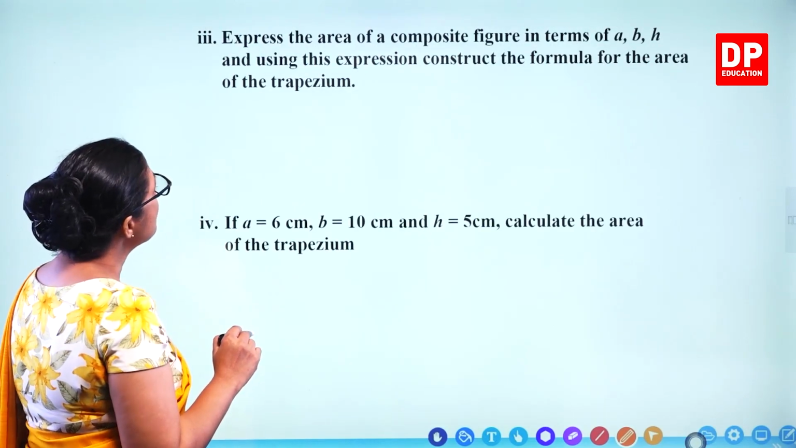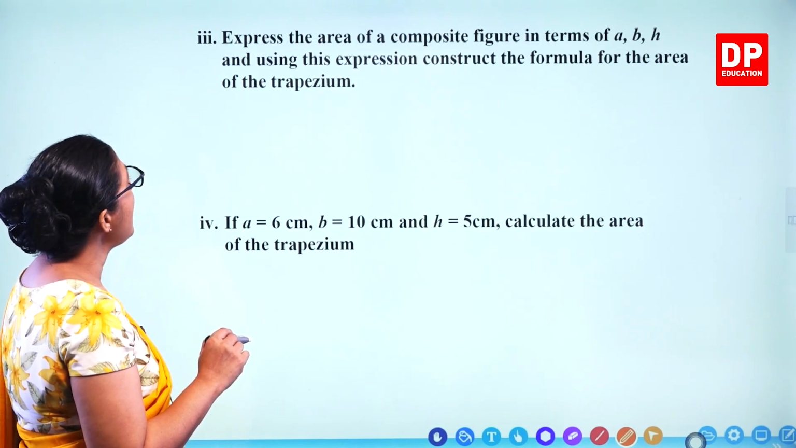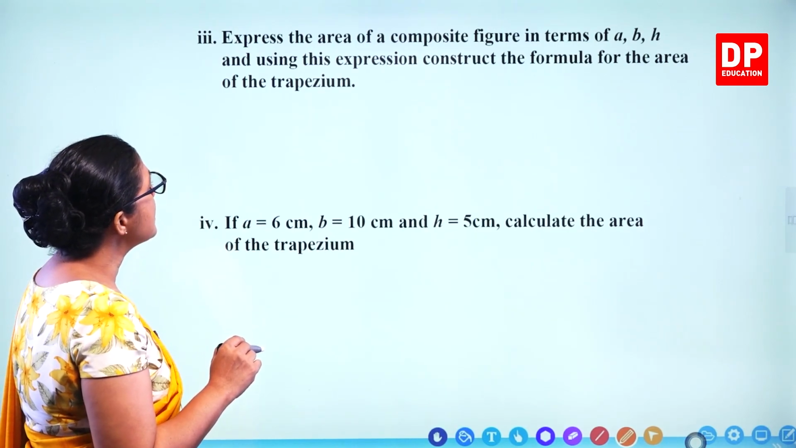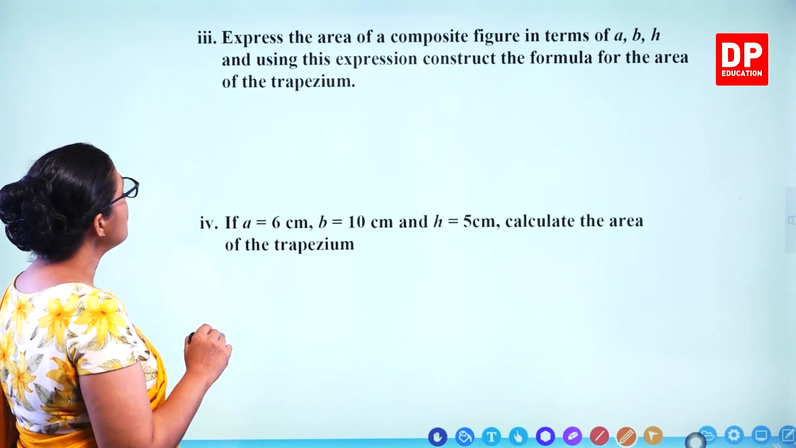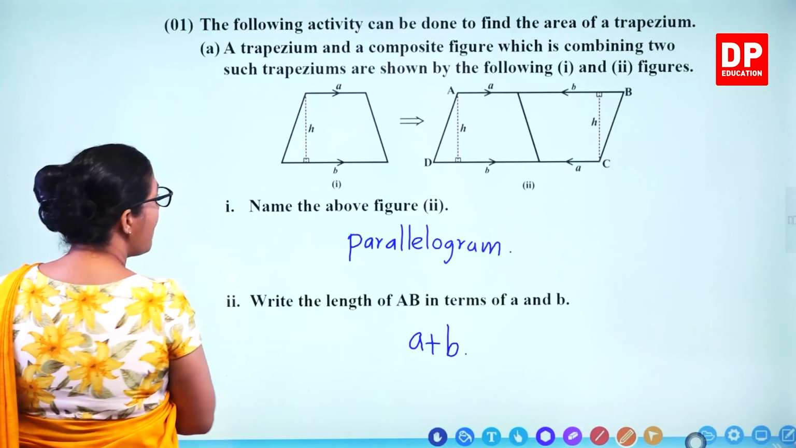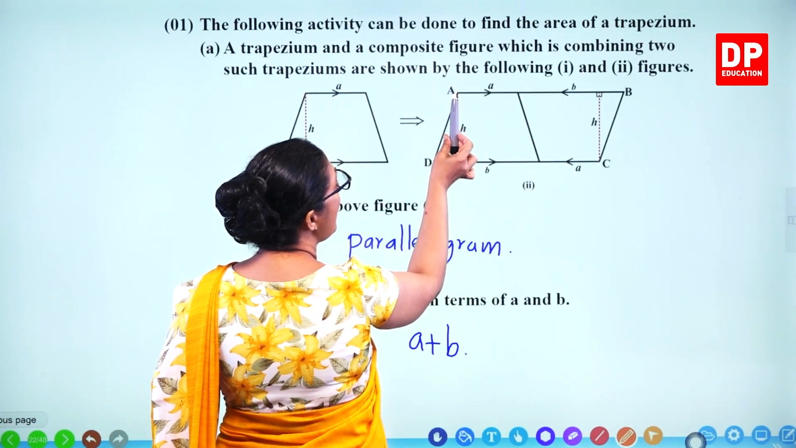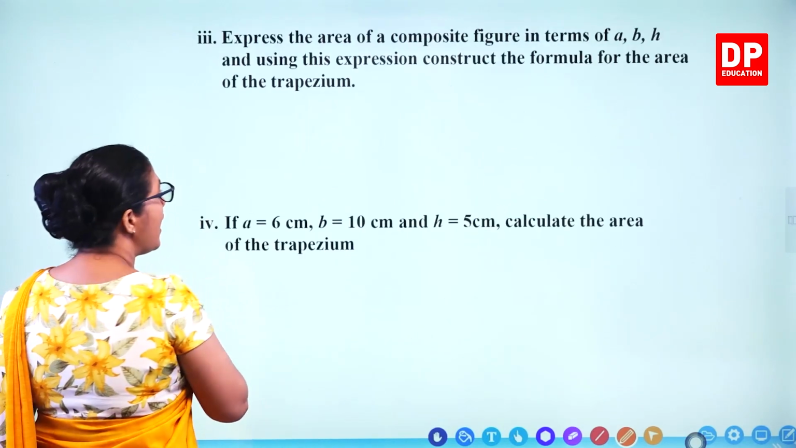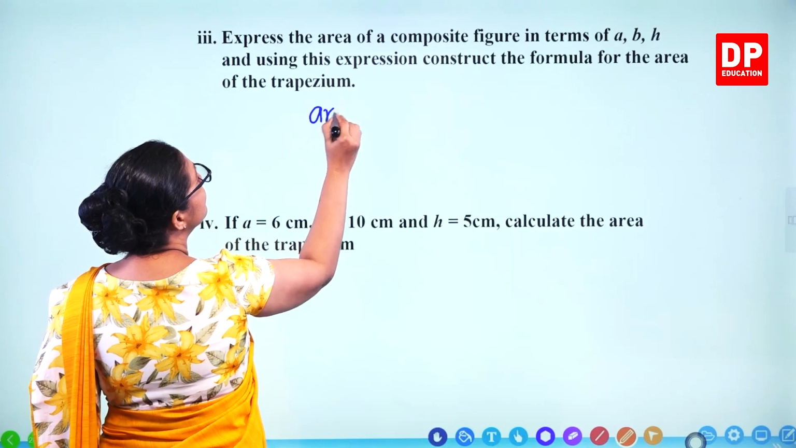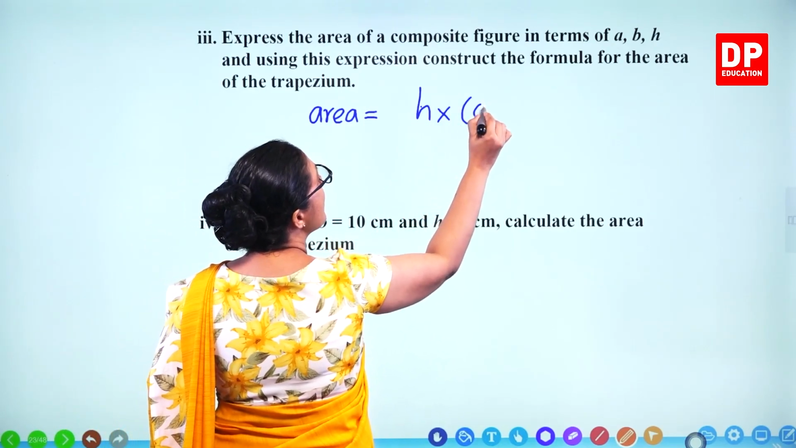Next part. Express the area of a composite figure in terms of A, B, H, and using this expression construct the formula for the area of the trapezium. So what's the area of the parallelogram? Perpendicular height is H and the length is A plus B. So area becomes H into A plus B.